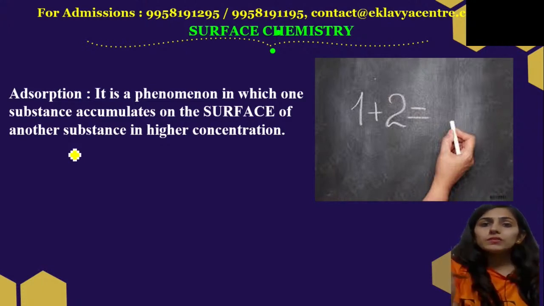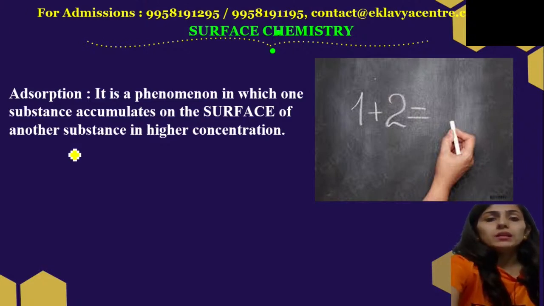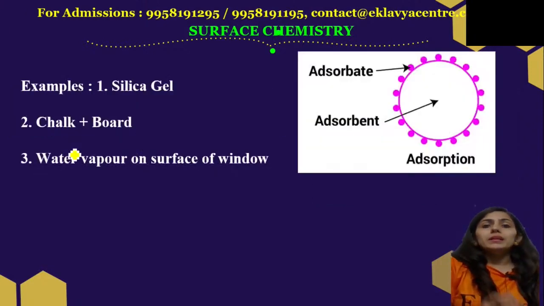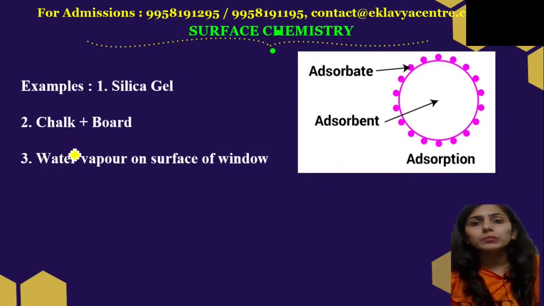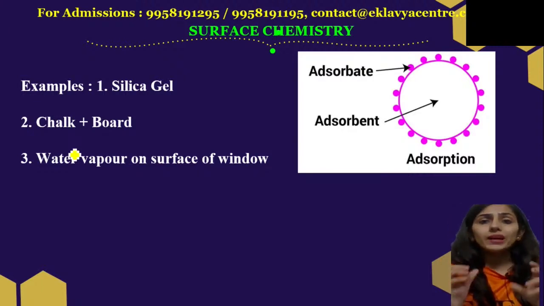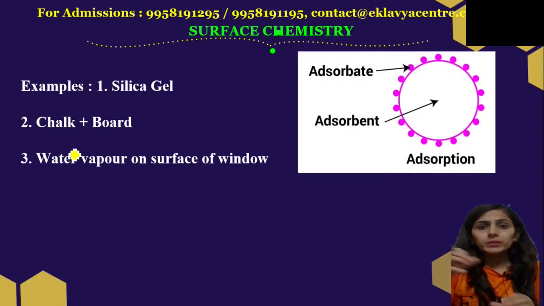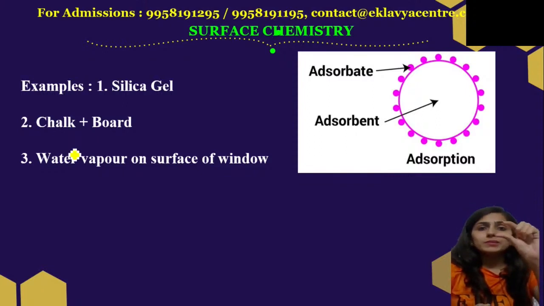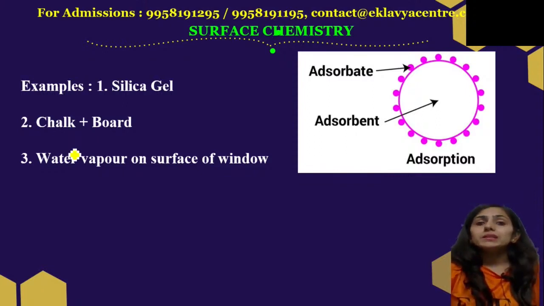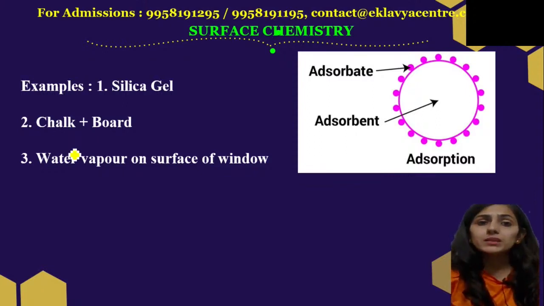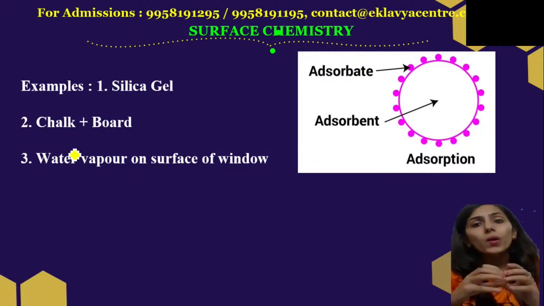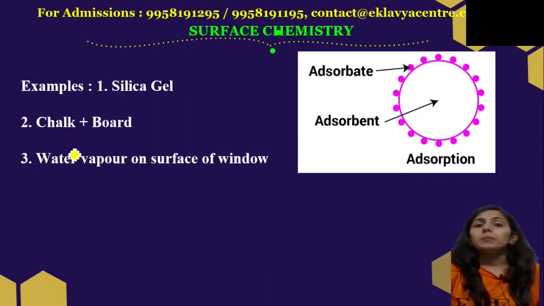This is actually a surface phenomenon, because the particles are accumulated only on the surface. Next we have examples: silica gel. Whenever you go to the market and purchase water bottles or laptop bags, they give you one. When you open the seal, you'll find a silica gel packet. Why is it present inside the water bottles? Because it adsorbs all the moisture present inside the bottle.